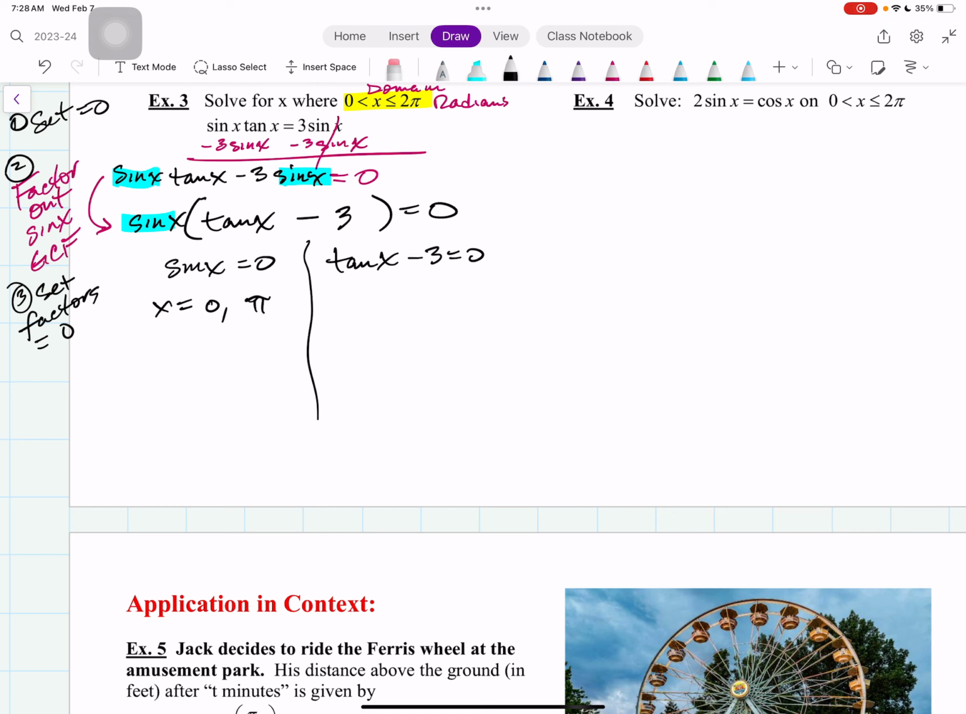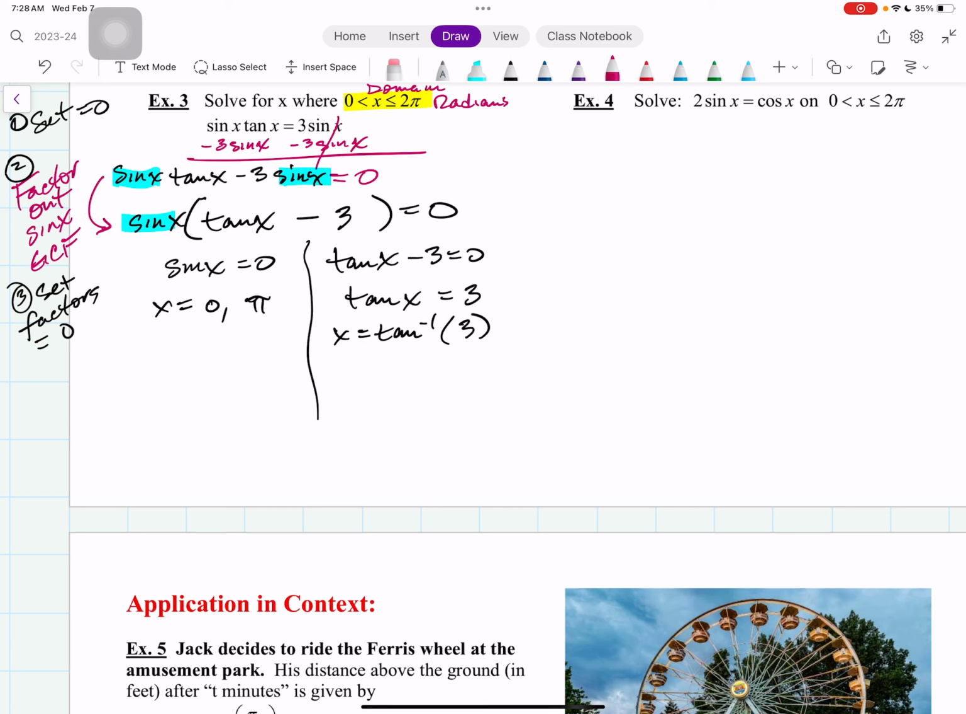And the second equation, we got to isolate the tangent function. So that's pretty simple, straightforward. Add 3, and you get tangent x equals 3. And now you got to take the inverse tangent. And this is where your calculator comes in, our first calculator example. So here, x is equal to the inverse tangent of 3.